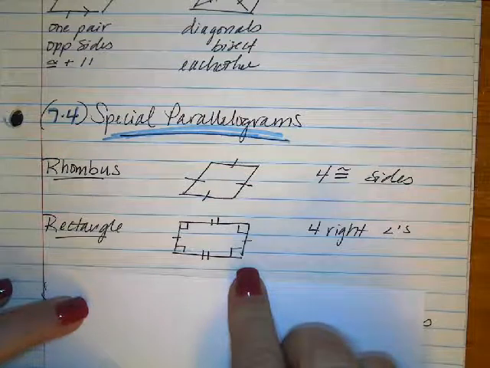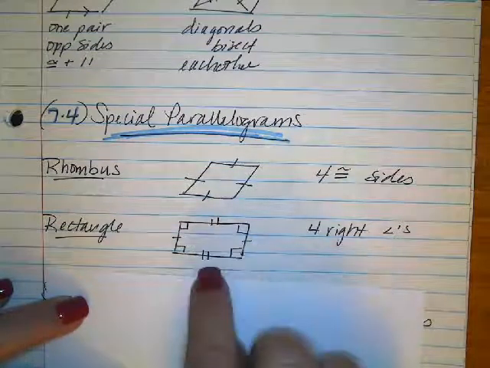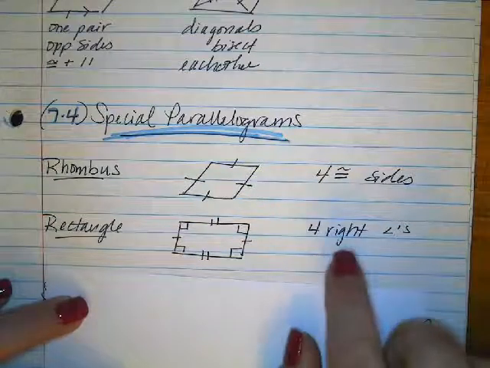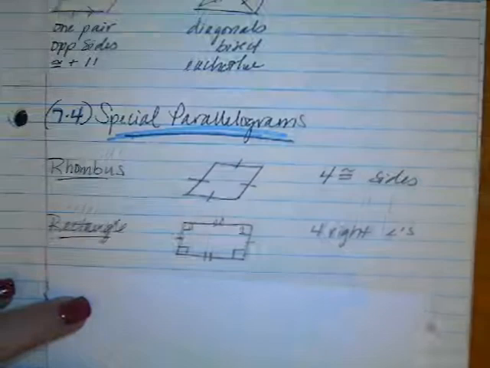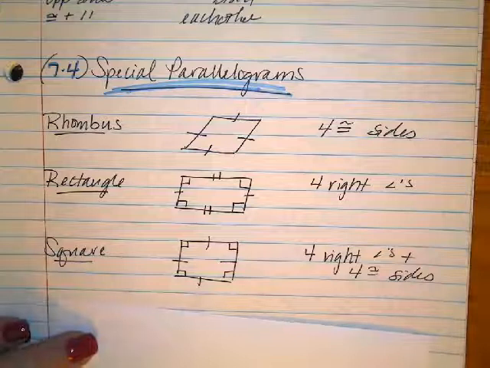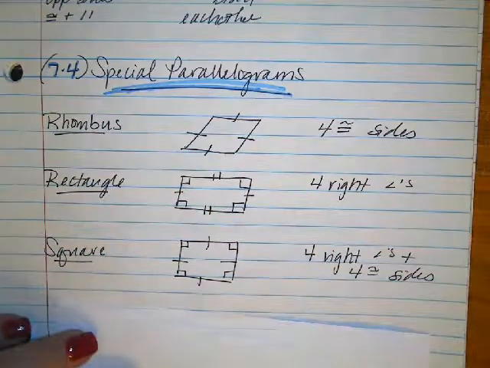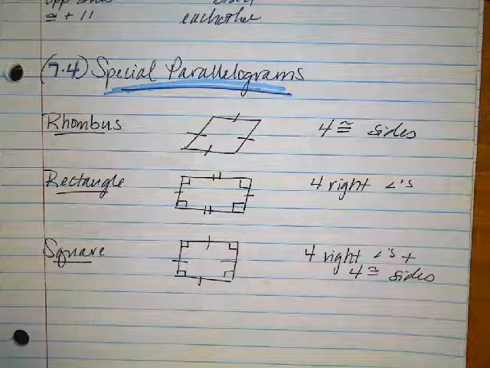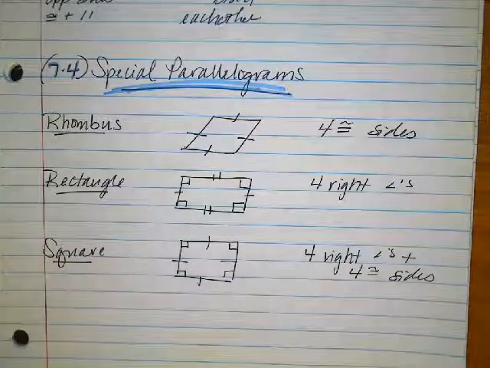Also, we know still with a parallelogram that these opposite sides are congruent. I also marked that in there, but I suppose I didn't really need to. It's defined as 4 right angles. And last but not least with that part is a square. We know that a square has 4 right angles and it has 4 congruent sides.